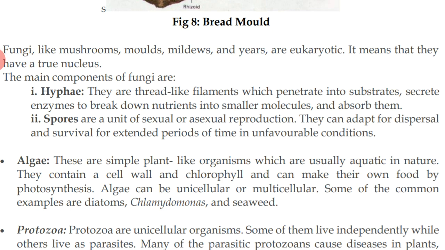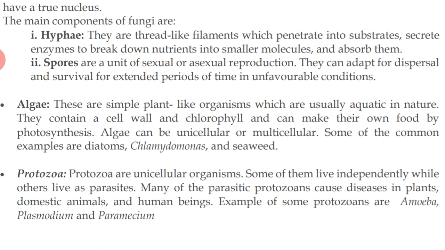Spores are a unit of sexual or asexual reproduction. Sexual reproduction means the reproduction takes place by two parents. Asexual reproduction means the reproduction takes place by a single parent. They can adapt for dispersal. Dispersal means moving from one place to another place, okay? So dispersal and survival for extended periods of time in unfavorable conditions.